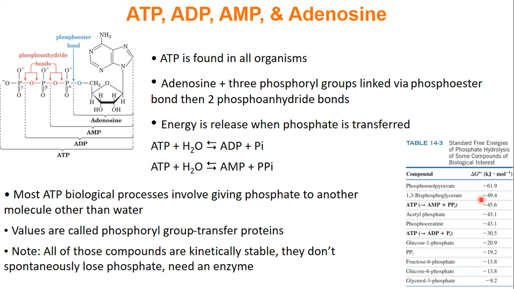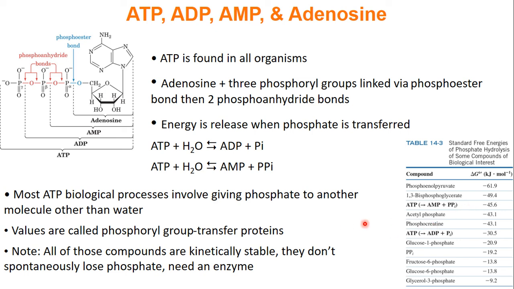Now we can see we have a list of multiple different phosphate compounds. These energies are the energy you get out by removing a phosphate. You can see that in your body, ATP is actually not the highest molecule. There are 2 above it, your pyruvates. These negative delta G values are called phosphoryl group transfer potential values.